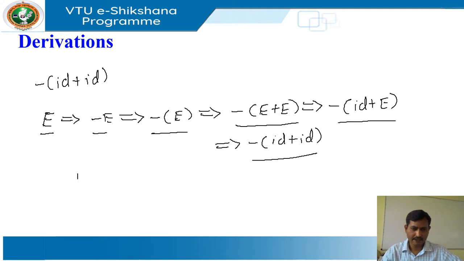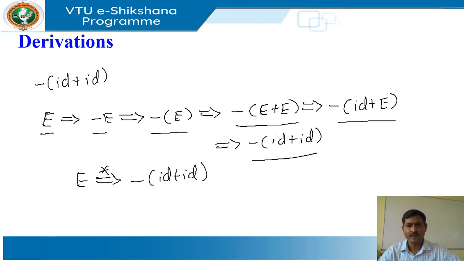We write E derives star minus ID plus ID to indicate that minus ID plus ID can be derived from E in zero or more number of steps. Star represents zero or more number of steps.